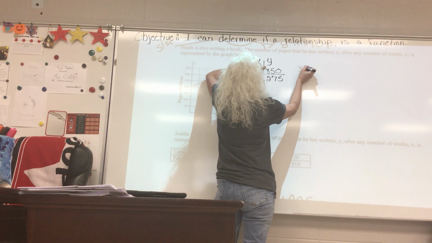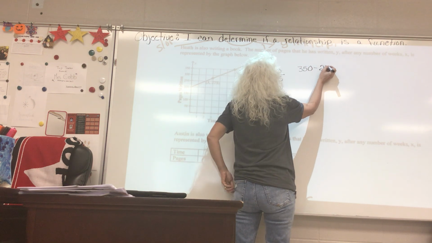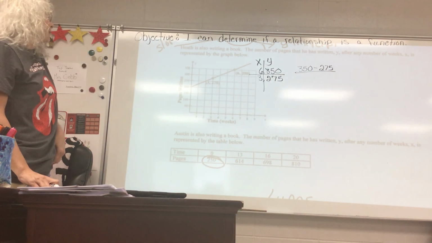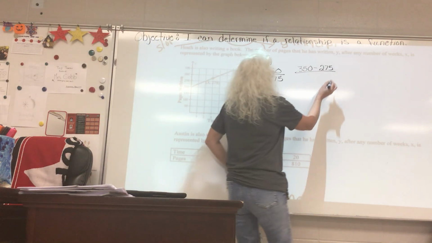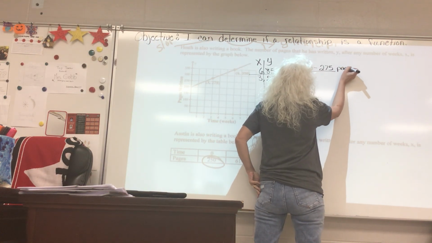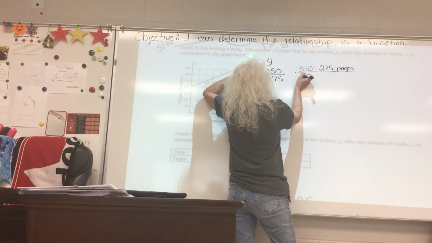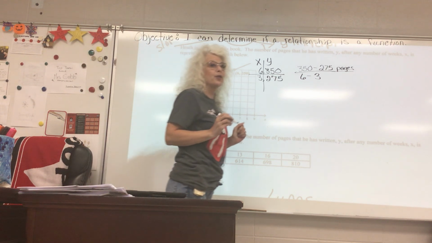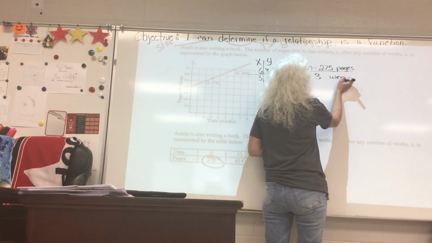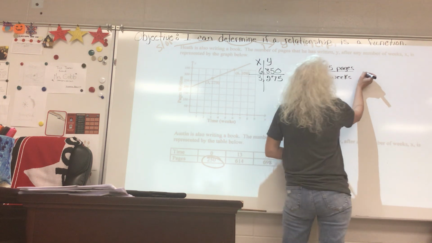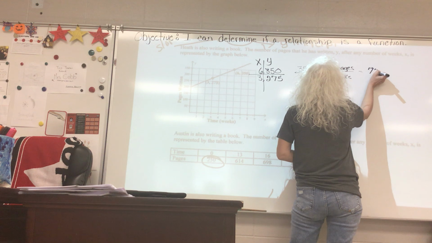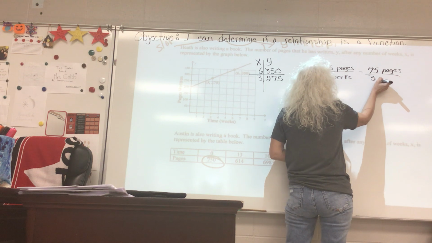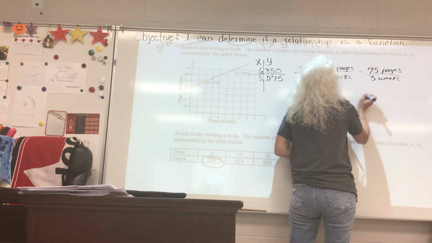Take your y minus your y, and what label is on the y-axis? Pages written, so I'm gonna just put pages. Then I'm gonna do x minus x, and what label is on the x-axis? Time, which is measured in weeks. Do my subtraction. Check my math, please. Is that right?